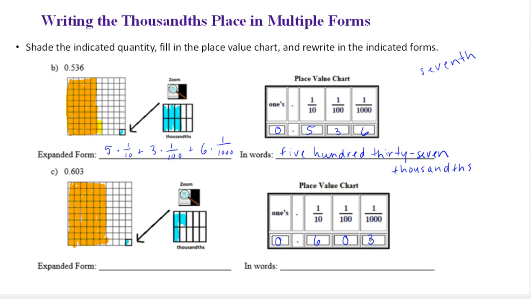In expanded form, it's 6 times 1/10 plus 0 times 1 over 100 plus 3 times 1 over 1,000. And in words, again, read the number as if it were a whole number, 603. And the rightmost place is the thousandths place.